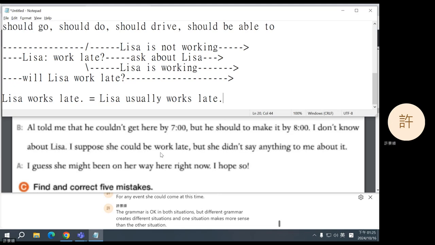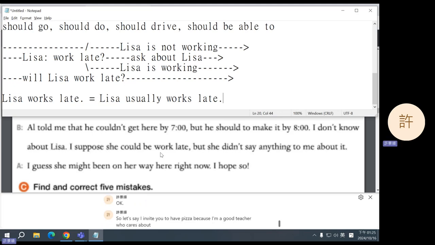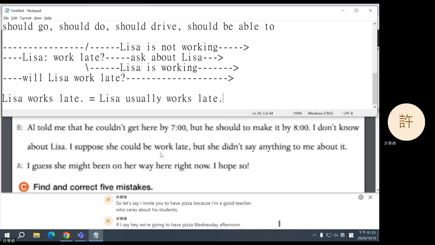Does that help? Okay, it's like saying, do you have class versus will you be in class? Okay, so let's say I invite you to have pizza because I'm a good teacher who cares about his students. If I say, hey, we're going to have pizza Wednesday afternoon, and I ask you, do you have class? That means every Wednesday afternoon, do you have to go to class? But if I say, will you be in class? That means on that specific Wednesday afternoon, will you be in a classroom and therefore cannot come?